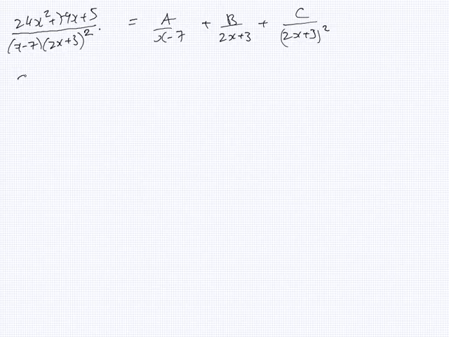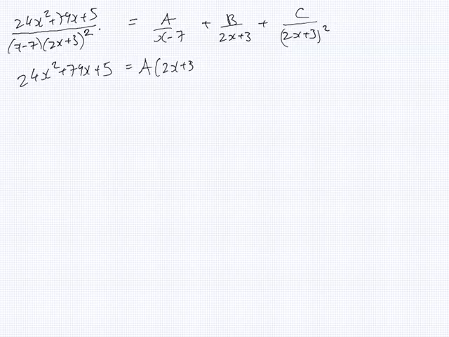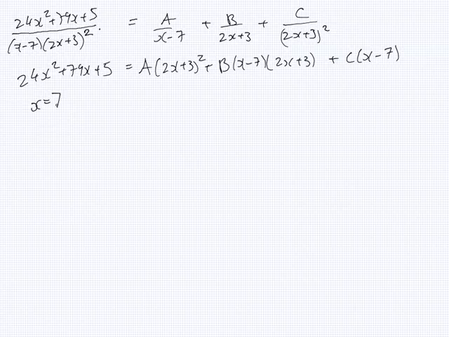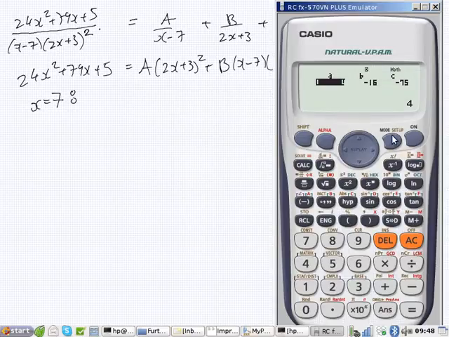So we can do our multiplication. We multiply by this and we'll be left with A(2x plus 3) squared plus B(x minus 7)(2x plus 3) plus C(x minus 7). Okay, what should I use first? 7. Right. Let's put in 7 to see what we get.